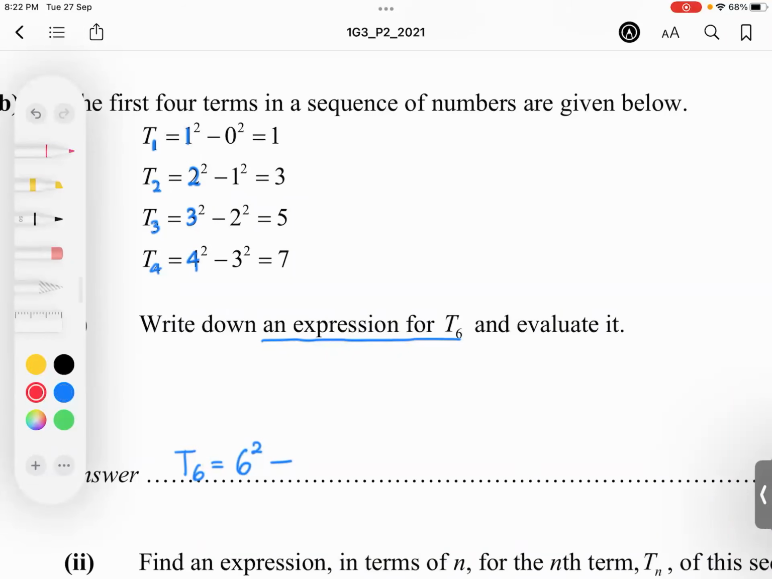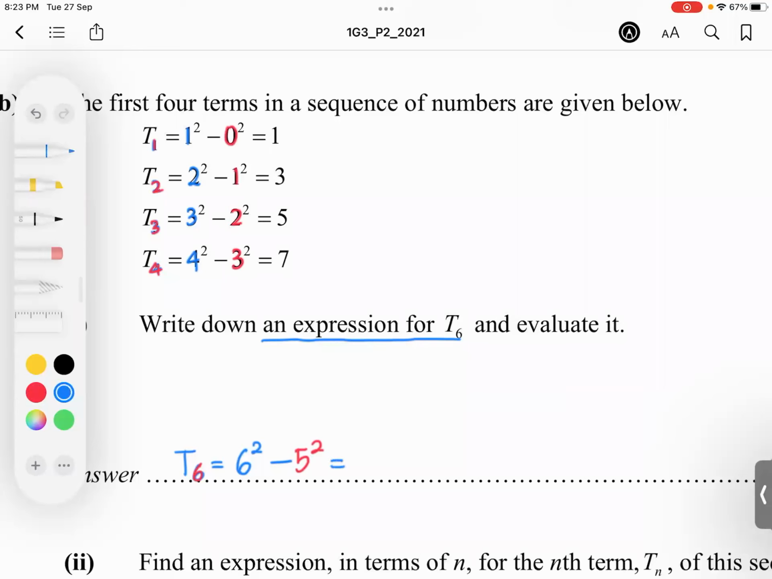Okay, next one, minus 0. This is 1, but this is 0. This is 2, but this is 1. 3, but this is 2. 4, but this is 3. So this one is 6. This one will be 6 squared minus 5 squared. Then equals to, then you get a number.